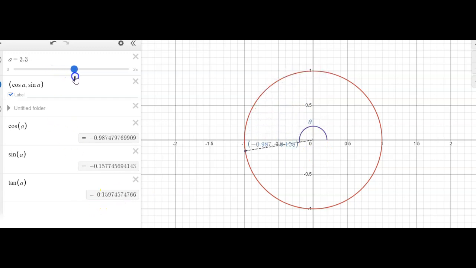Rotate into quadrant 3. Now both x and y are negative, but a negative divided by negative is a positive. Tangent is positive again because this is now a positive sloping line. And then finally in quadrant 4, x is positive but y is negative. So therefore tangent, y divided by x, is going to be negative.